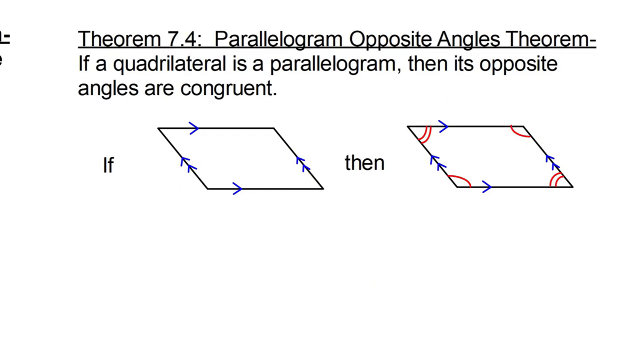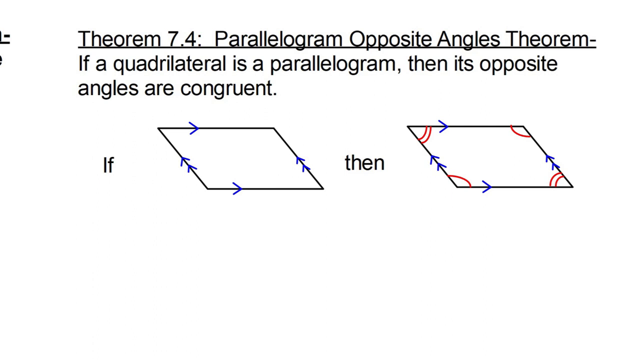Okay, so this next theorem deals with opposite angles. It's called the parallelogram opposite angles theorem. Again, you have to have a parallelogram. So if you know that you have a quadrilateral that's a parallelogram, then the angles that are opposite of each other or diagonal of each other are going to be congruent. So these two would be the exact same number, and so would these two.